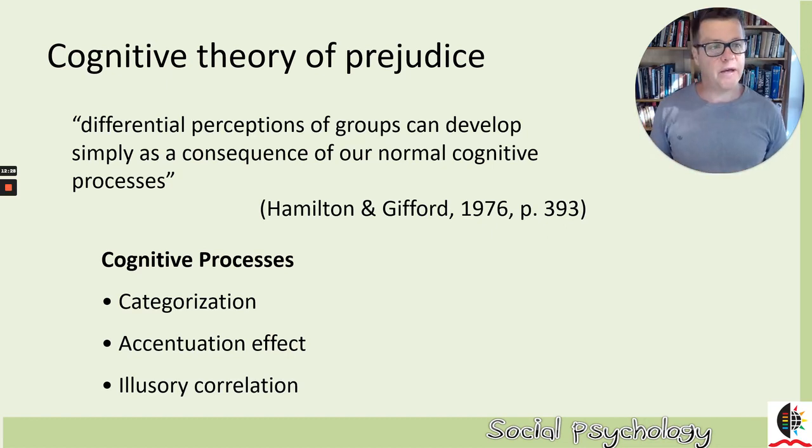Likewise, what they're saying over here is that prejudice for outgroups, discrimination, hatred, etc., develops from just those normal cognitive processes. It's an illusion, folks. It's a normal cognitive process that produces these prejudicial perceptions. And the three processes that we're going to discuss in the lecture today are categorization, the accentuation effect, and what we're going to call the illusory correlation. So let's start off with the first, categorization.